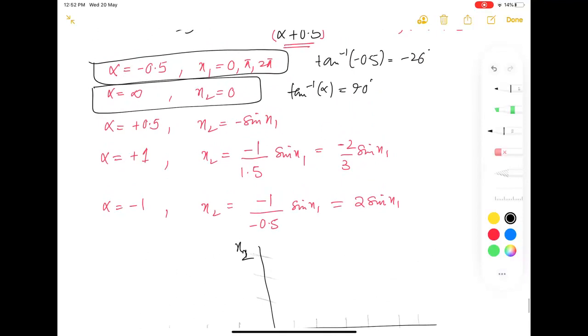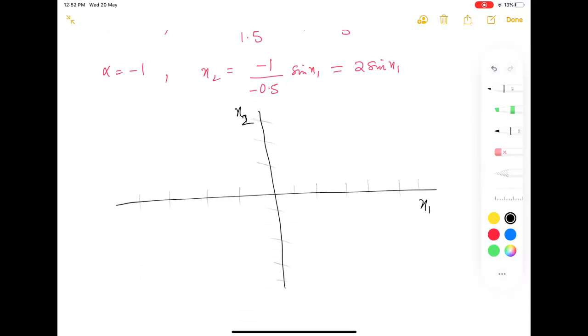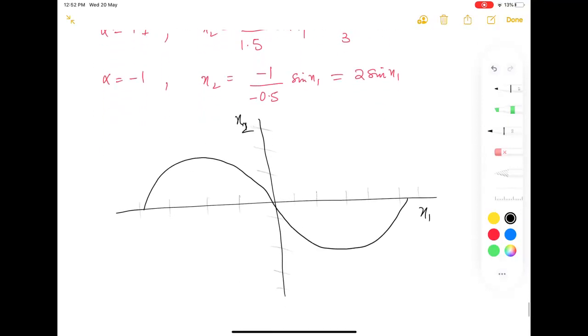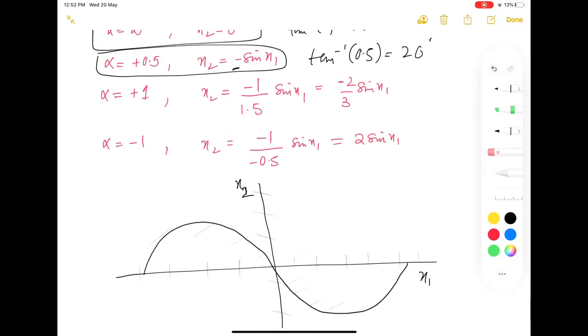Okay. Then let us come to the next isocline, which corresponds to tan inverse 0.5 and angle of plus 26 degrees, and this is x2 is equal to minus sine x1. So x2 is equal to minus sine x1 is going to be something like this, and this is going to be cut at plus 26 degrees. Plus 26 degrees would be similar to something like this, right? An angle of plus 26 degrees would be roughly this much. So it's like this, right?